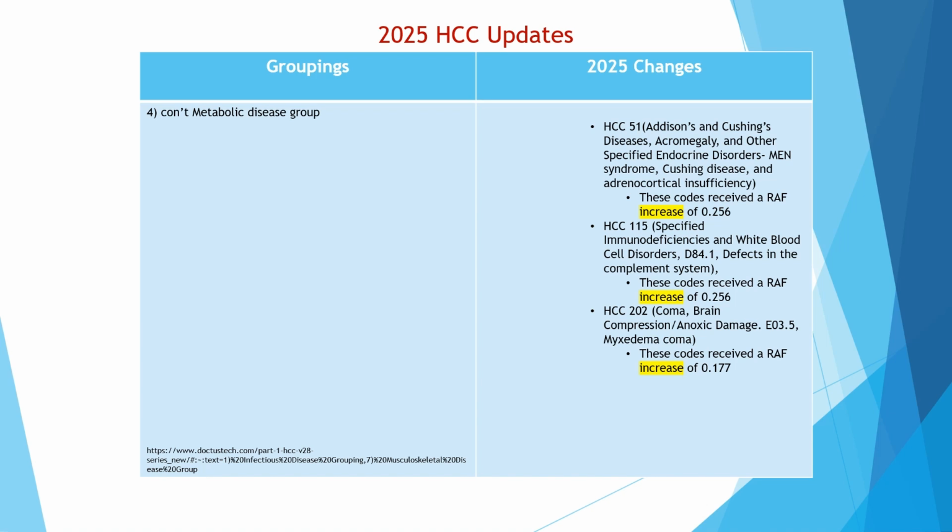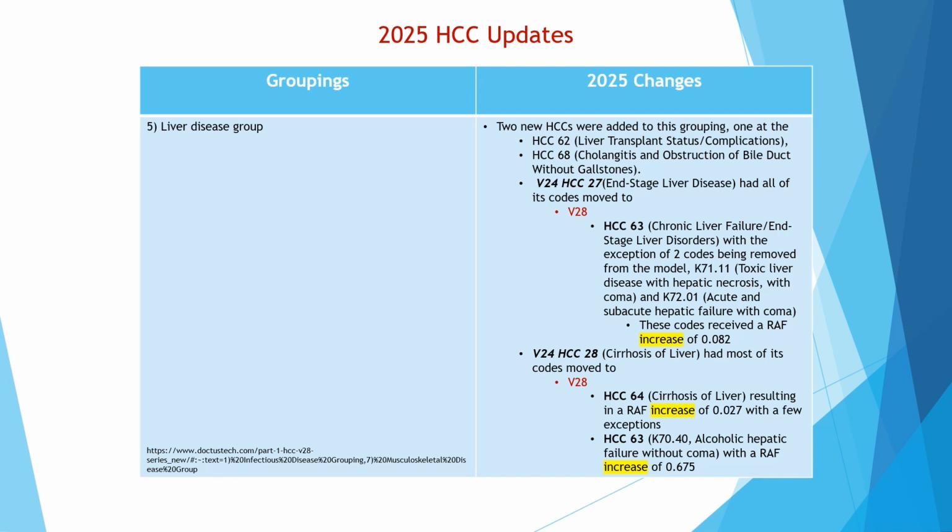E03.5, myxedema coma. These codes received a RAF increase of 0.177. 5. Liver disease group. 2 new HCCs were added to this grouping. HCC 62, liver transplant status/complications. HCC 68, cholangitis and obstruction of bile duct without gallstones.